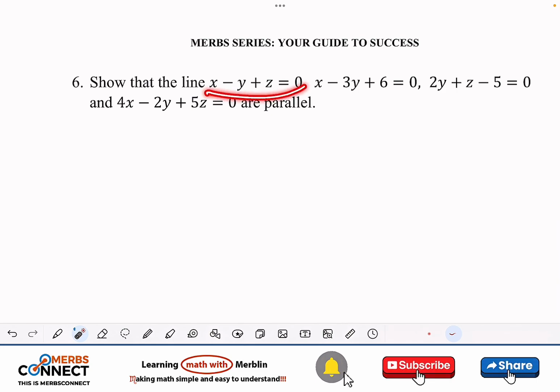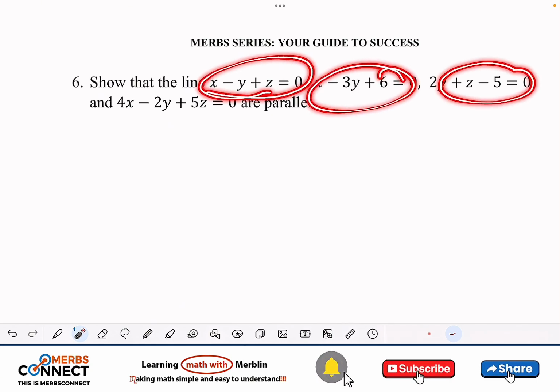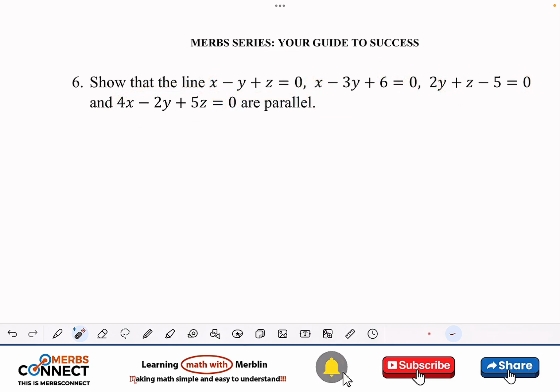Question 6, we have this, and this, and that. We want to show that this is parallel. So basically, I'll show you this, and then maybe I will leave it to you to show, right? So let me assume that the first one, which is this, is A. So this one, we have it in directions, right? Or in the plane form. So remember, X goes with i, Y goes with j, and Z goes with k. So this one is going to be just i minus j plus k.